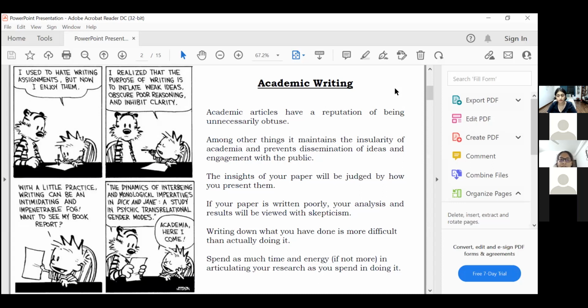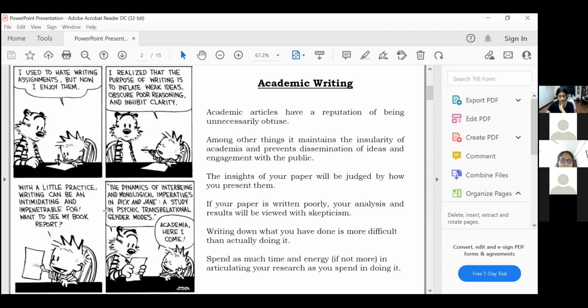And so I think the little comic on the side from Calvin and Hobbes clearly tells you what I'm trying to say. He says that he used to hate writing assignments, but now he enjoys them. It's because he's realized that the purpose of writing is to inflate ideas and obscure reasoning and clarity and all of that.